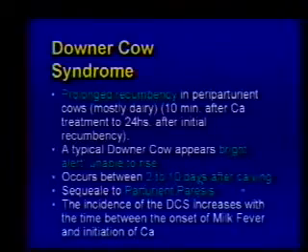Occurs between 2 to 10 days after calving. It's a sequela to parturient paresis. The incidence of the downer cow syndrome increases with the time between the onset of milk fever and initiation of calcium. The longer it takes you to treat a cow with milk fever, the higher the risk of this cow becoming a downer cow.